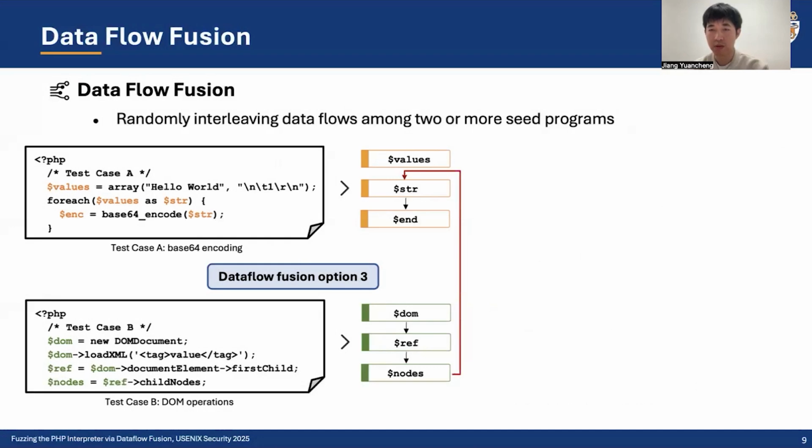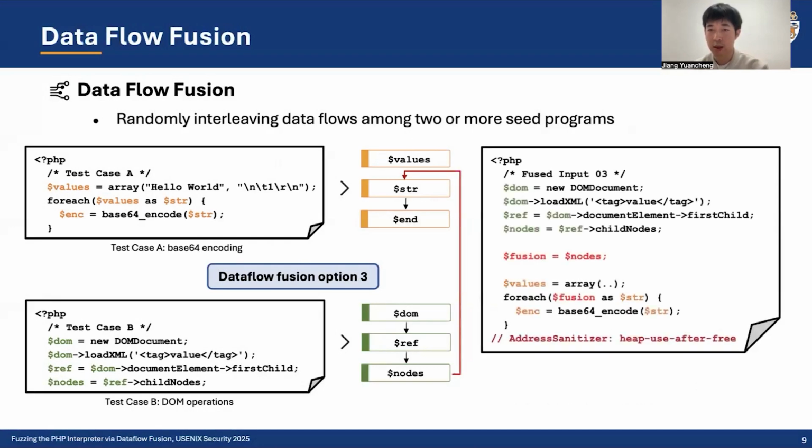We can also reverse the order of test cases. Let's put test case B at the head and connect the data flows from test case B to test case A. And in this way, you can see such data flow fusion can trigger a 20-year-old memory error that existed in the PHP interpreter.